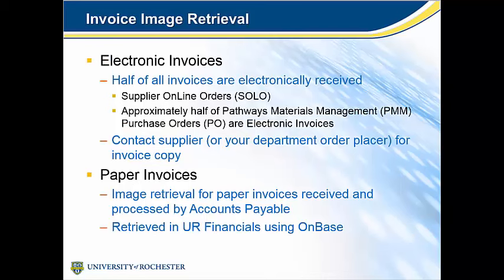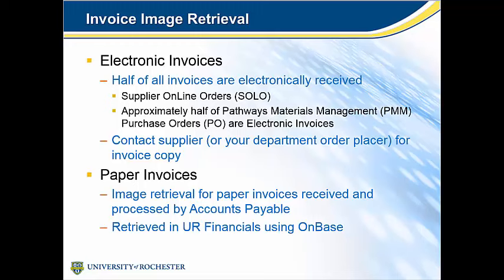Now, we will discuss how you can locate invoices within UR Financials. There are two types of invoices, each with its own retrieval method: electronic and paper. About half of all invoices that are posted to ledgers are received electronically, and the rest are paper. Supplier online orders and approximately half of Pathways Material Management purchase orders are electronic invoices.